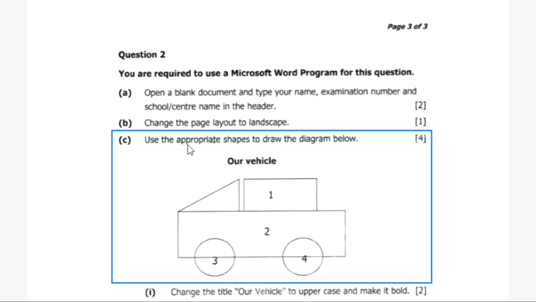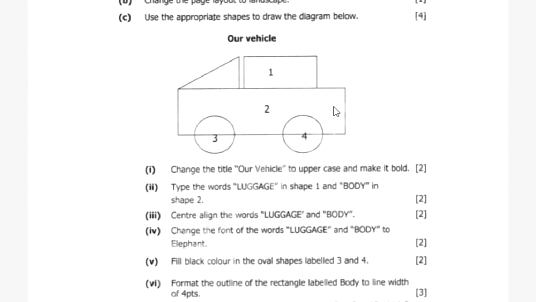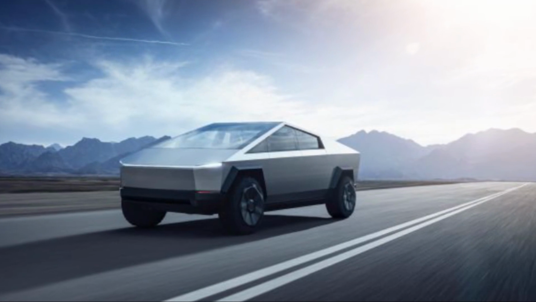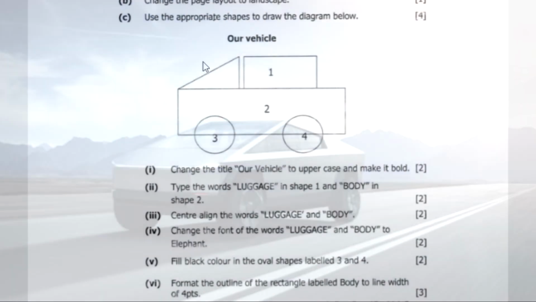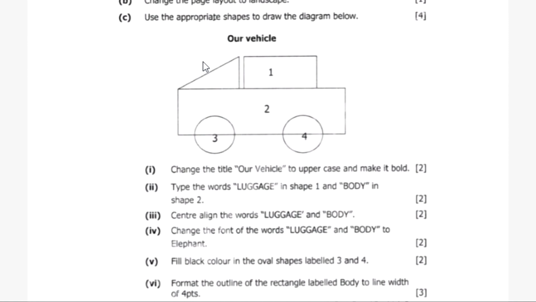C says use the appropriate shapes to draw the diagram below. As you can see, this is our Cybertruck here. We need to design our Cybertruck in the Word document using the appropriate shapes. So we can see that we can use a triangle here. We have also two rectangles, the one on top and the bottom one, and we have 3 circles to represent the wheels of our Cybertruck.